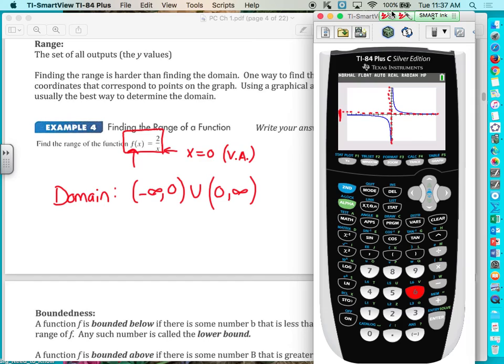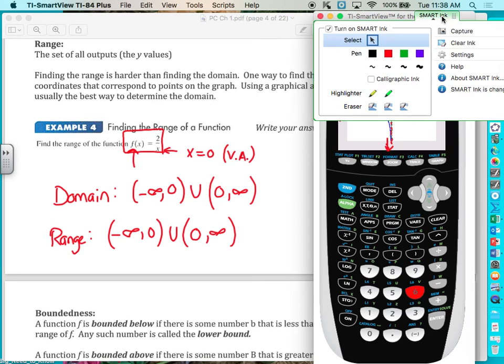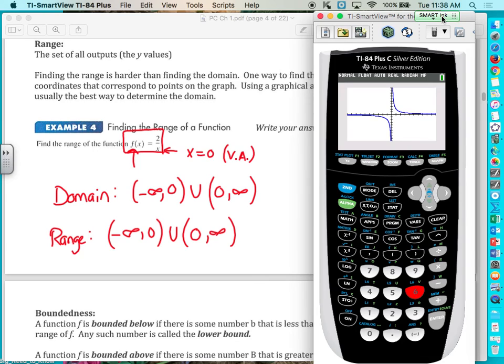So that's my domain. The range is going to look very similar to that, because the range goes from bottom to top. The graph here goes down to -infinity, and as I start at -infinity and work my way up, the highest part it goes to is 0, but doesn't actually touch 0. Then it leaps over that asymptote there, and then it starts out really close to 0 and goes up to +infinity. So for this one, the domain and the range happen to be the same intervals.